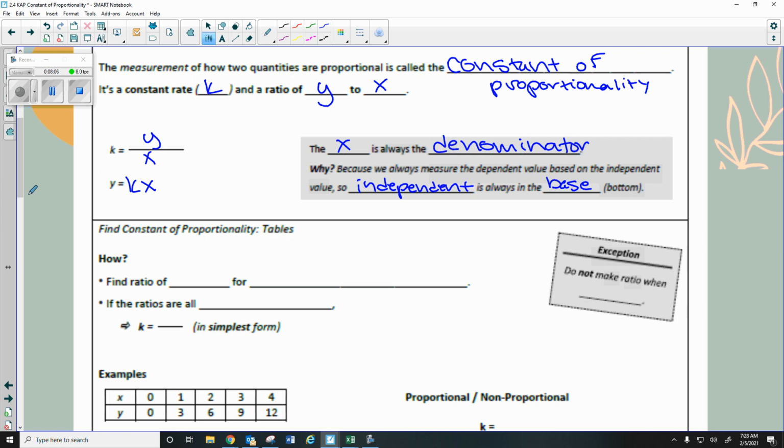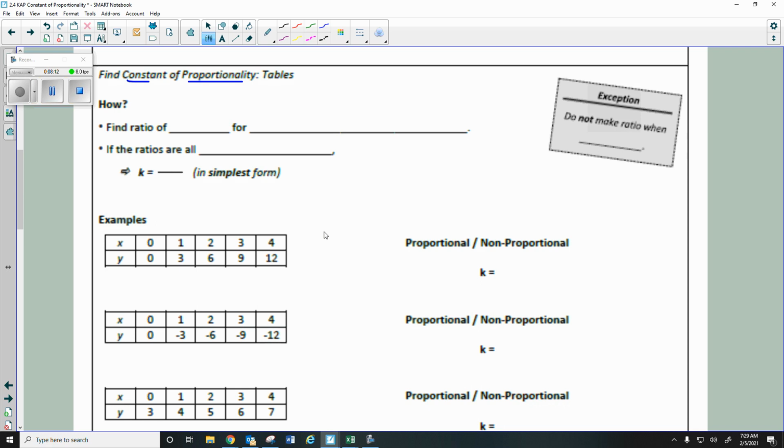Okay, so let's practice finding the constant of proportionality. We're going to start with tables. This one takes the most work. The rest of them are actually pretty quick. Again, that ratio of y to x.